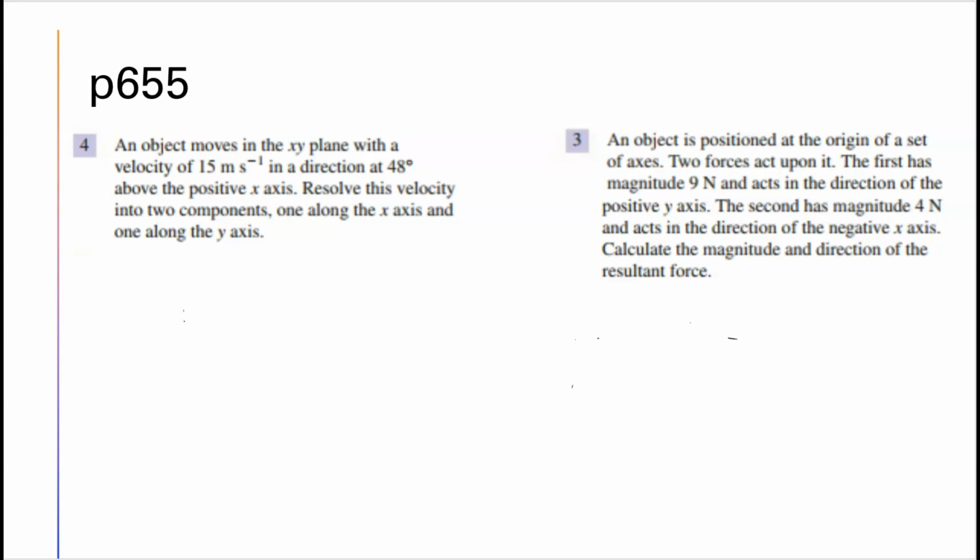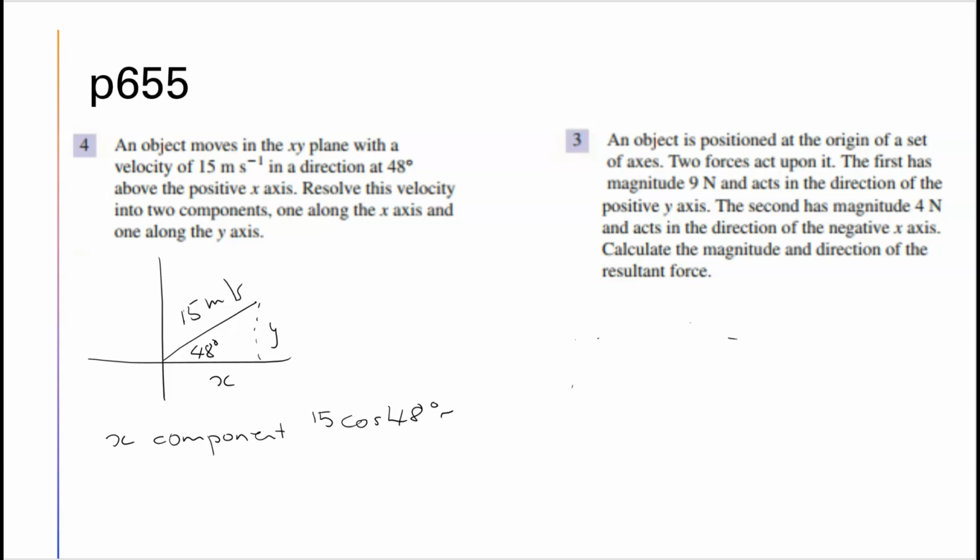Okay, the first one, drawing a diagram always helps. So we've got 15 meters per second at 48 degrees. And we've got to decompose it, resolve it, whatever, into the two components. So the x component, this is all just based on trig, will be 15 cos 48. That's roughly 10. And the y component is 15 sine 48, about 11.5. No, 11.15.